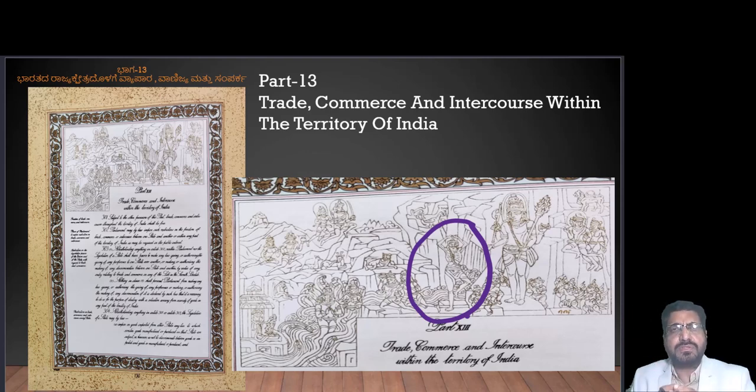The Ganga river was so forceful that he requested Shiva to control it. That's why Shiva stopped it, and after that it came at a controlled speed and entered earth. So this particular scene is also about Bhagirath, who brought Ganga from Kailasa. This is in part 13, that is trade, commerce and intercourse within the territory of India.